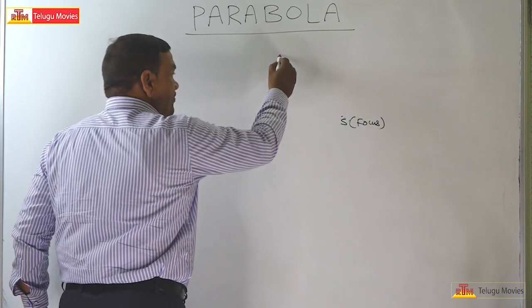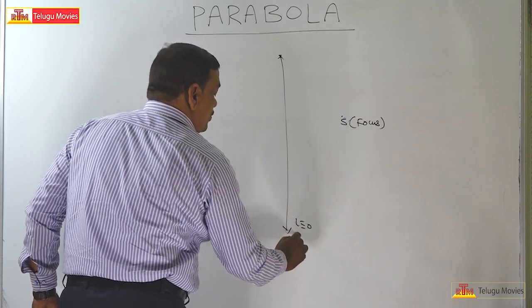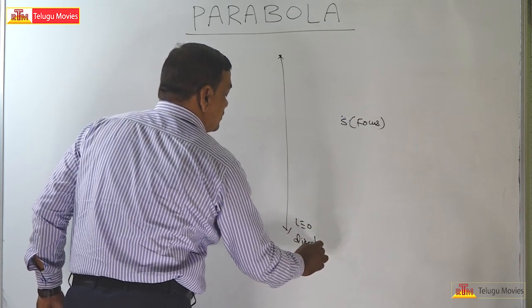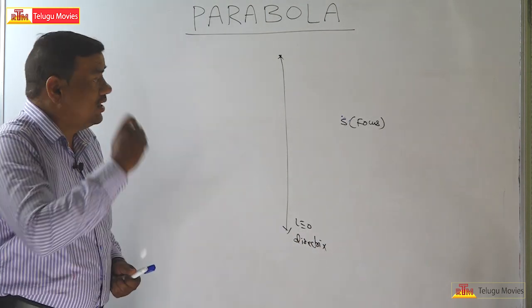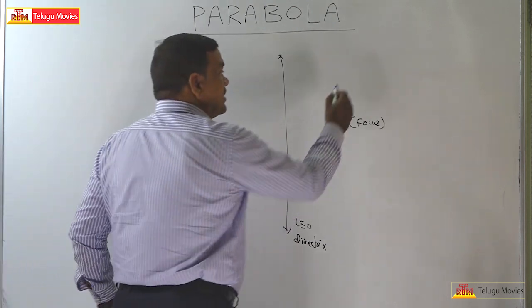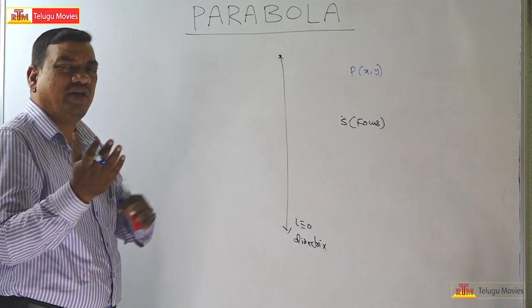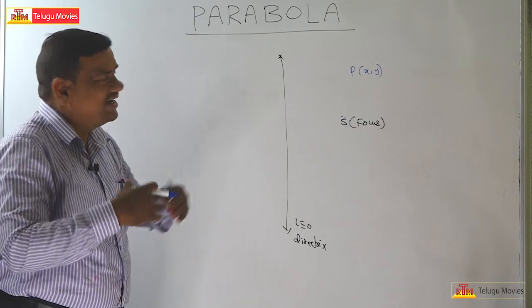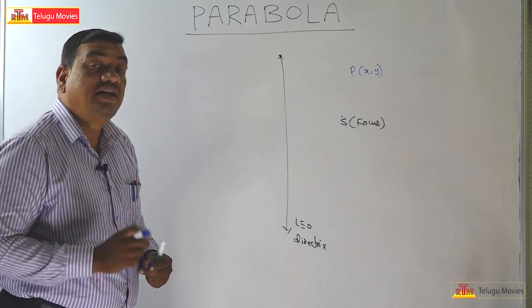Let us take a fixed line. So this is L equal to 0. This fixed line is called the directrix. Let us consider a variable point P(x, y). It is a variable point, meaning it is moving this side, that side, in any direction it can move. It is a variable point, but it is maintaining a certain rule.